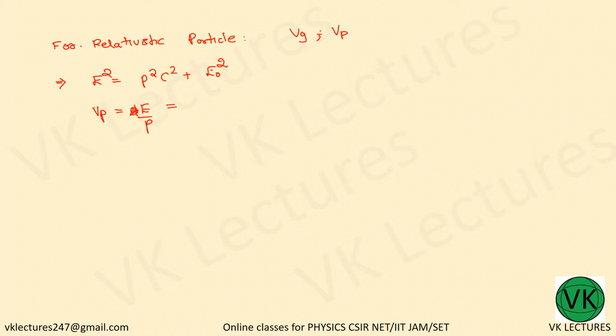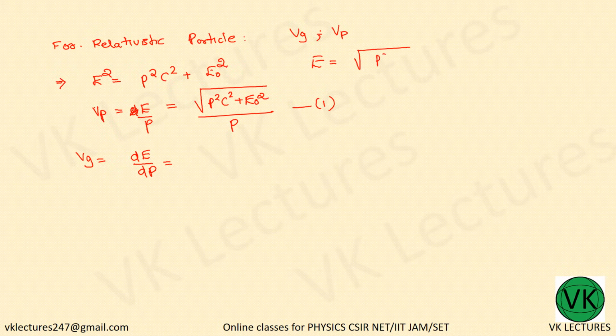Then what we can write is, this is my E, that is root of p square c square plus E naught square, divided by p. Okay, let it be like this, and this must be my first equation. Now we need to find out the group velocity, dE divided by dP. Now what is E here? E is equal to under root p square c square plus E naught squared.